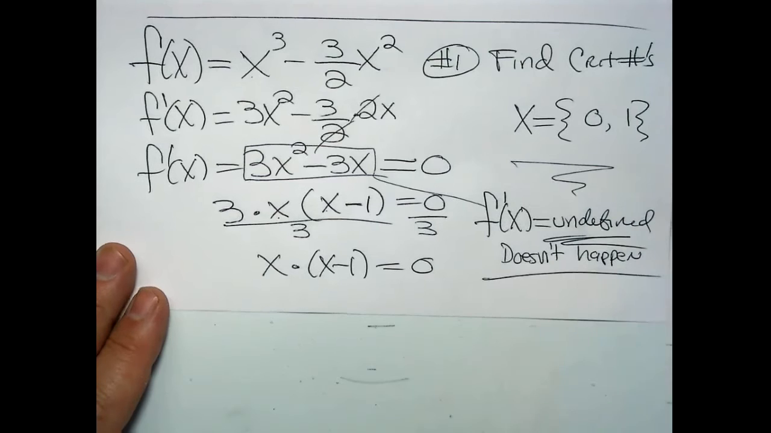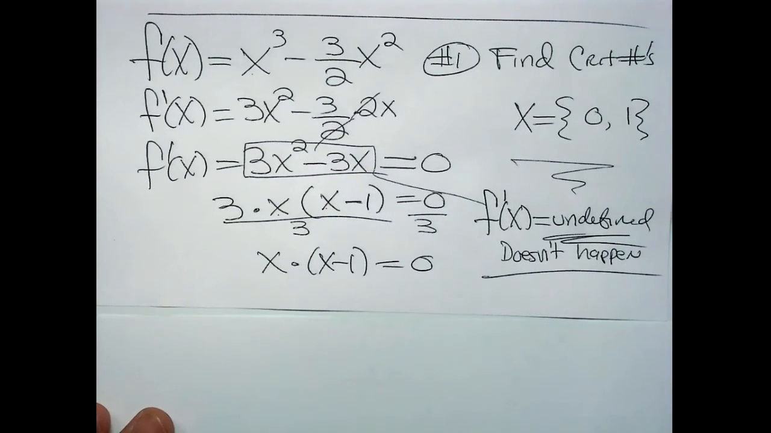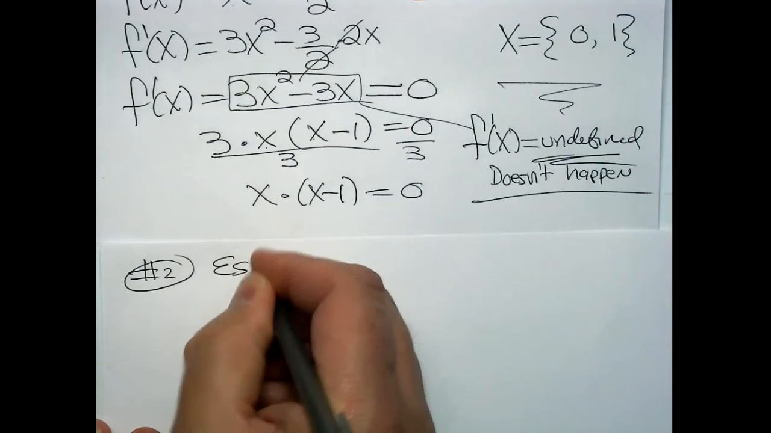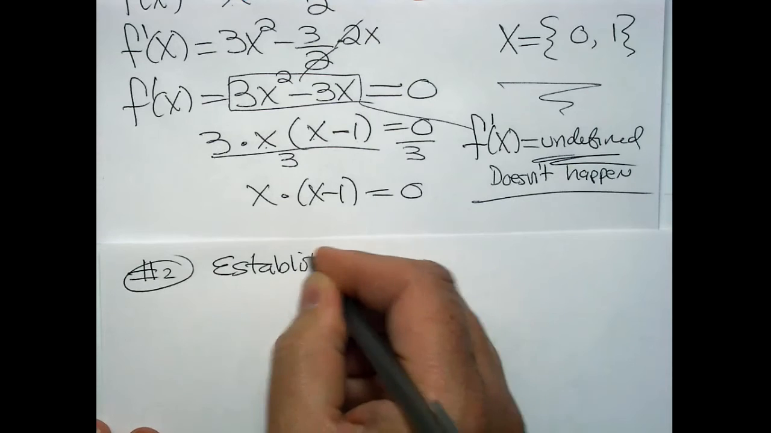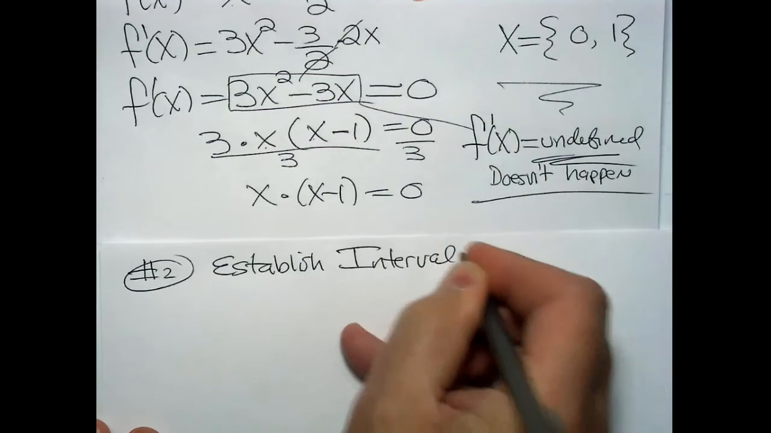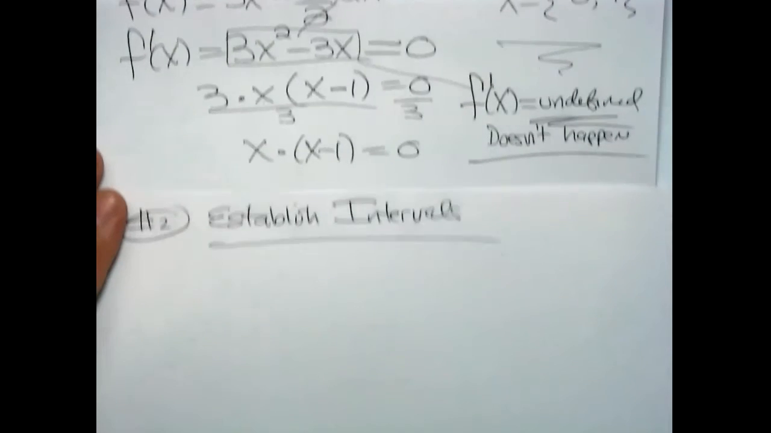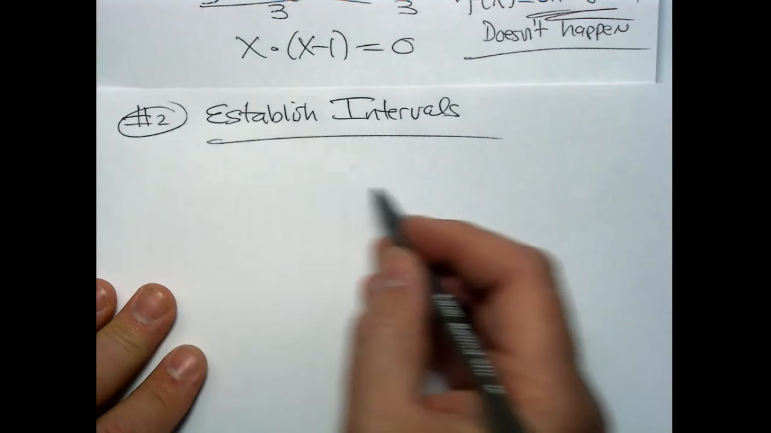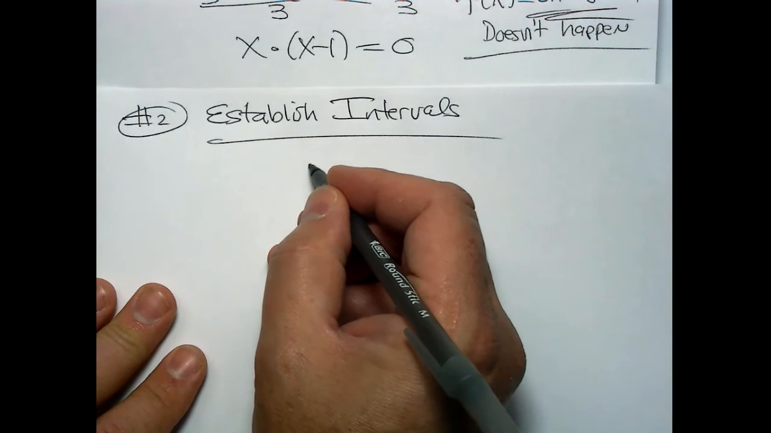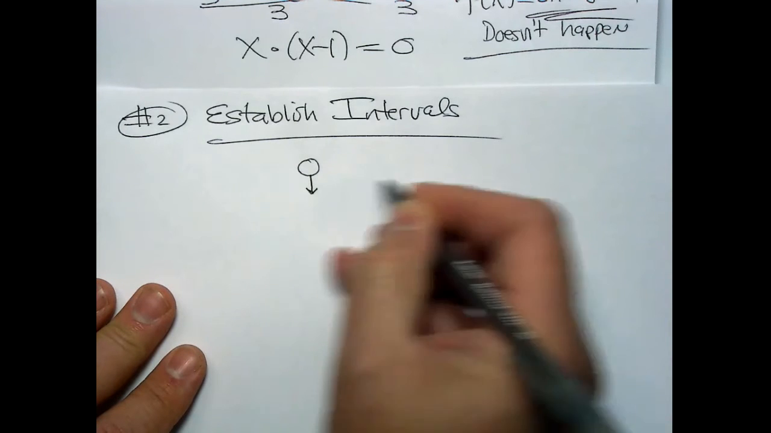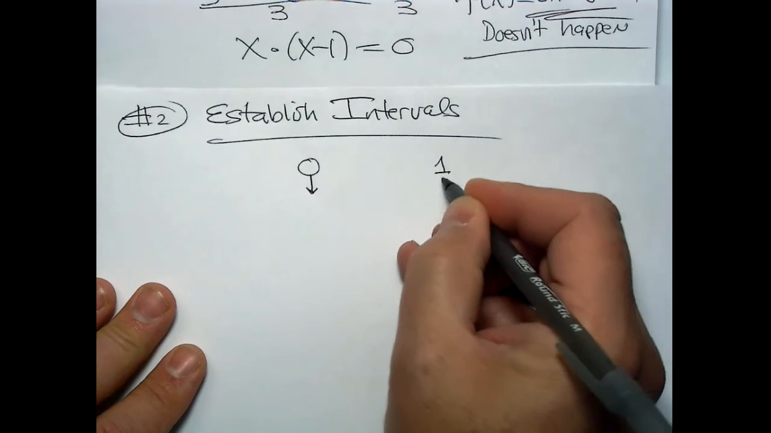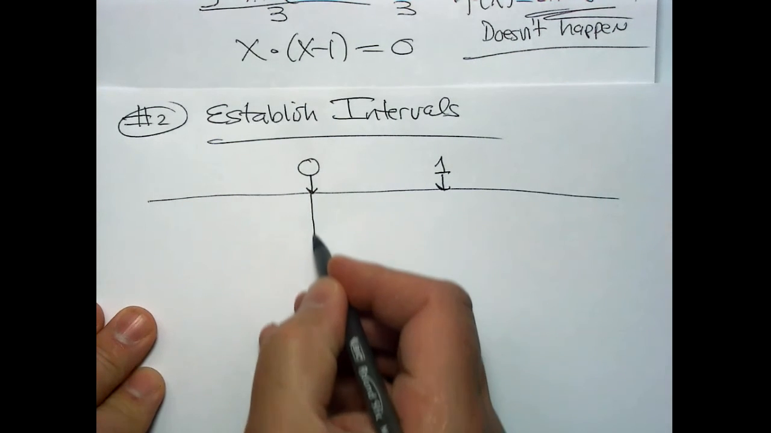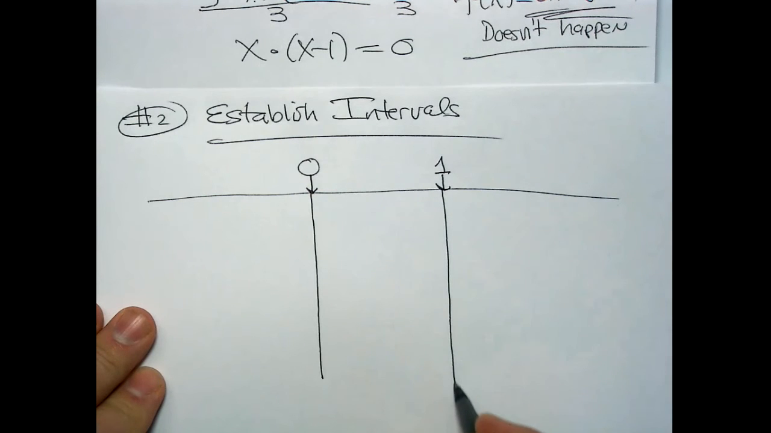Okay, we've got our critical numbers. So what do we do with those critical numbers? Now we're on to step number 2. Step number 2 is to establish the intervals. And here's how it's done. I want you to take the entire number line from negative infinity all the way to infinity and use your critical numbers and your asymptotes as slicers. So we have a 0 slicer here, a 1 slicer there, and use them to slice up your domain of all real numbers.